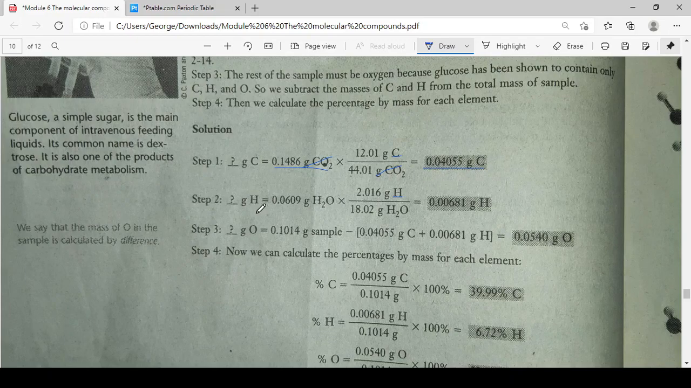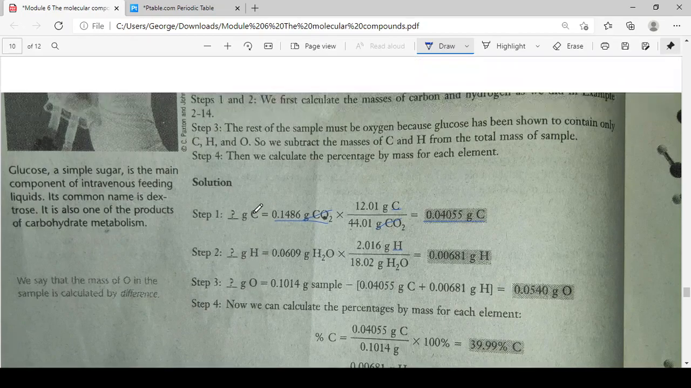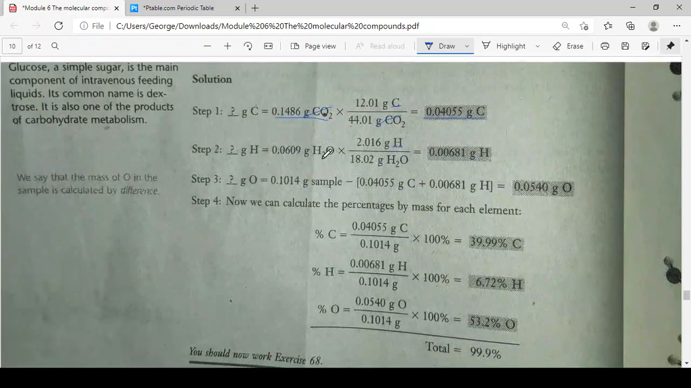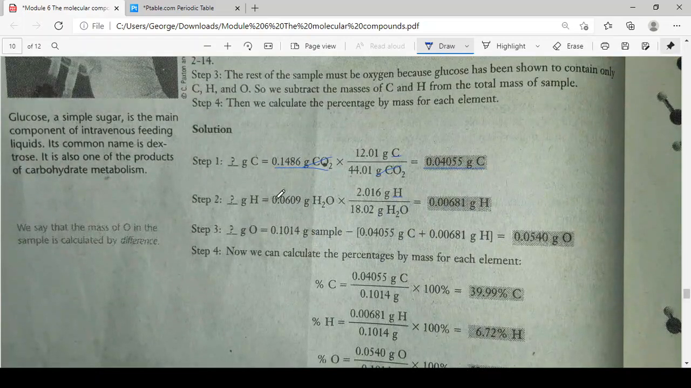Next, you have your hydrogen, kids. For our hydrogen, we have 0.0609, again from the problem. Your water is simply your 0.0609 grams of water multiplied by the atomic weight of your hydrogen divided by the formula weight.